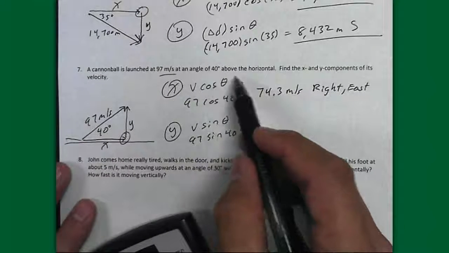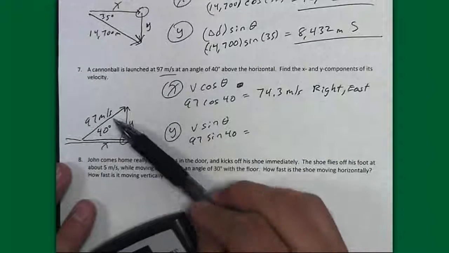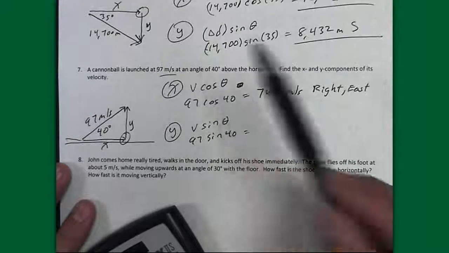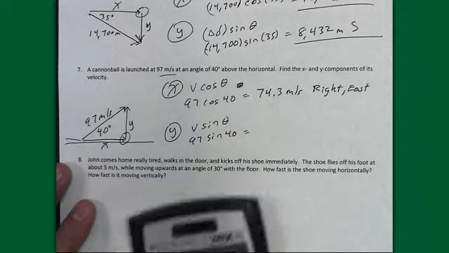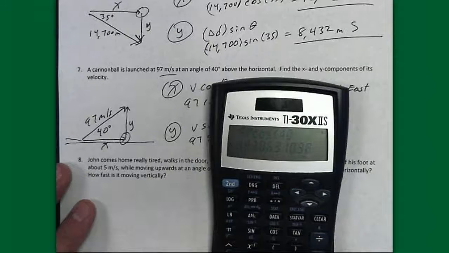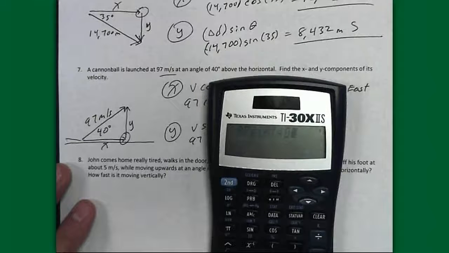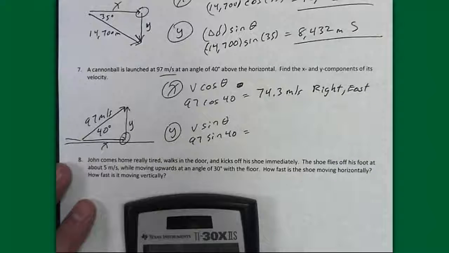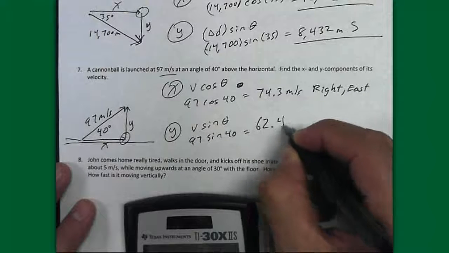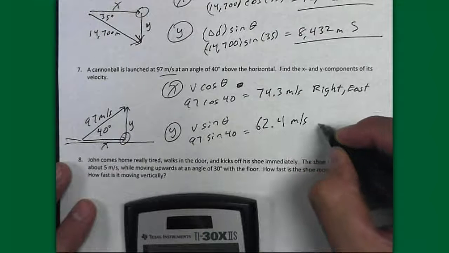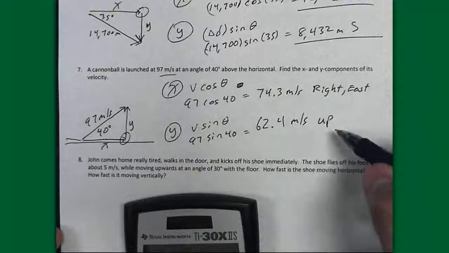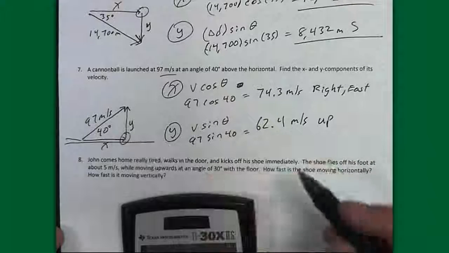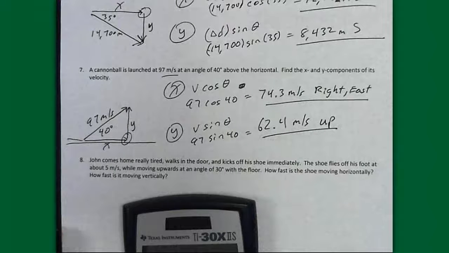Doesn't really tell us actually what direction. We could have very well drawn the picture going this way and it would have been right because this doesn't say exactly what direction we're going. But we'll just give it a direction. Y component, 97 sine 40 gives us 62.4. And that one is going up, definitely up. So these two vectors combine to create this one. This is the y component, that's the x component.